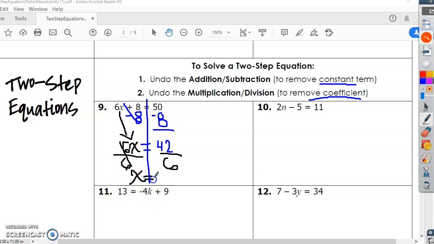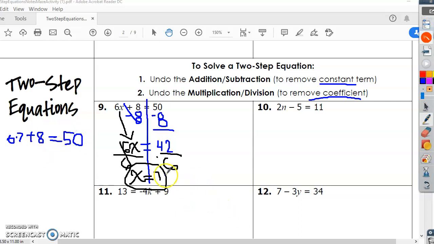You don't want to divide by the variable because otherwise you'll be getting rid of something. 42 divided by 6 is 7. And there is my answer. And once again, remember, I can take this 7, just for this one problem, and plug it into my original equation. My original equation was 6x plus 8, and x is now 7. So that means 6 times 7 plus 8 should be equal to 50.